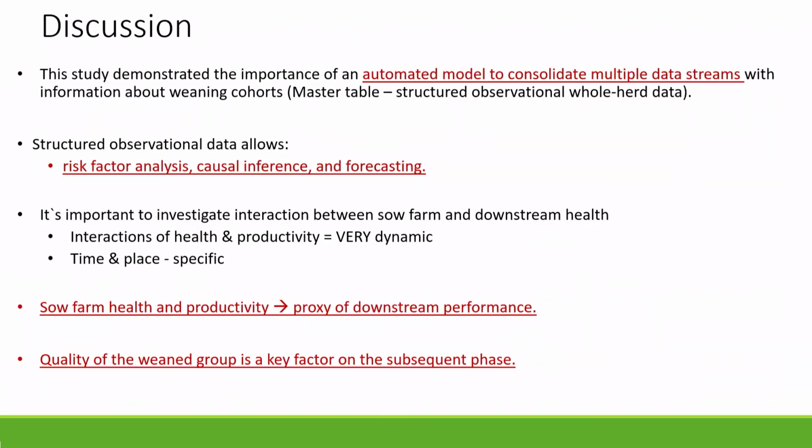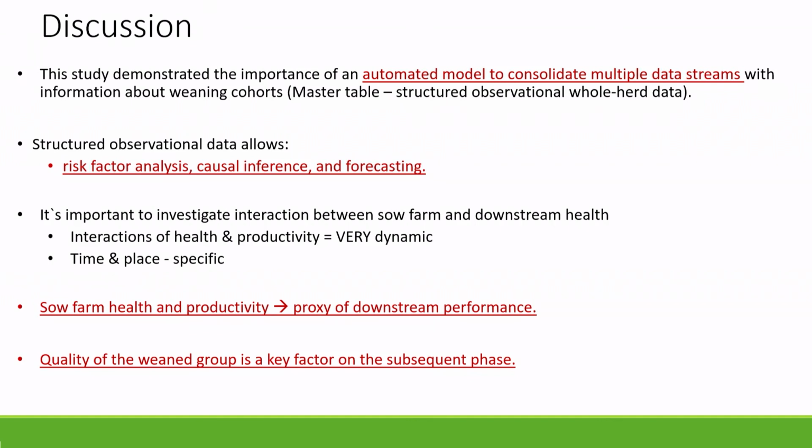So as final take-homes here in the discussion, the first thing, which is the most important in my opinion, is that it's important to have this automated model to consolidate multiple data streams. The data change over time within a production system and between production systems, so you have to have specific algorithms for that. Once you are able to integrate the data, then you can apply this whole herd approach, which would be, for example, what we saw, the risk factor analysis or causal inference analysis, and also forecasting analysis. And like I said, it's important to understand that this is very time specific and place specific, and will change over time within a production system, so it has to be updated constantly.